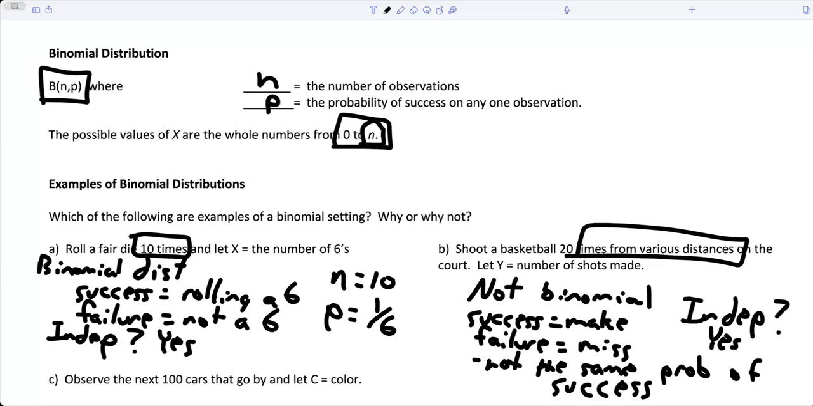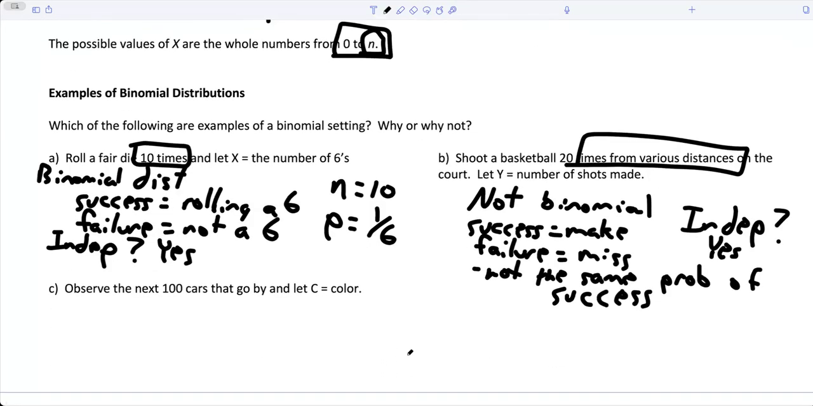All right, and the last one here: observe the next 100 cars that go by and let C equal the color of the car. Well, there's a fixed number of 100 cars, but this is not binomial either, because it is not binary. If C is defined as the color of the car, there could be multiple colors, so this is not binomial. All right, turn the page for me, please.